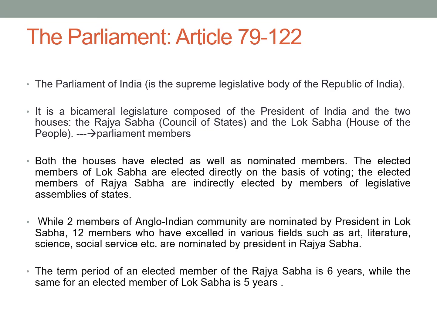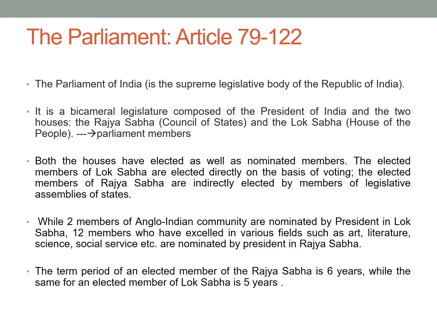Next, we will see the Parliament, which is defined in Article 79 to 122. The Parliament of India is the supreme legislative body of the Republic of India. It is a bicameral legislature composed of the President of India and the two houses, namely the Rajya Sabha and the Lok Sabha. Both the houses have elected as well as nominated members.